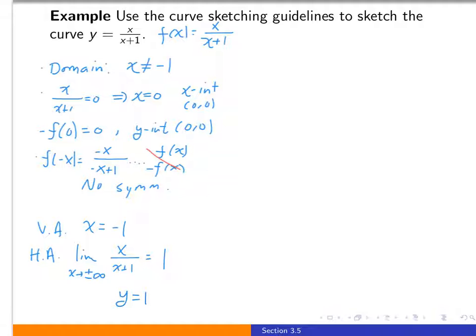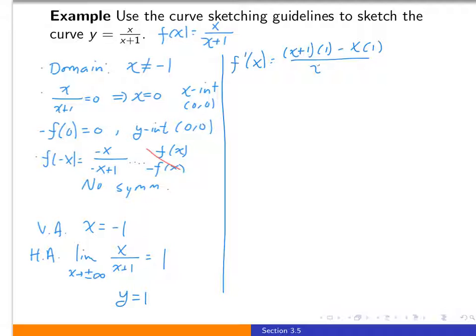So that takes care of the more algebra portion of the problem. Now in terms of calculus, we need to find critical points, intervals of increase and decrease, and classify the critical points. Differentiating via the quotient rule, we get low d high minus high d low all over the bottom squared. And this simplifies very nicely. You have x plus 1 minus x, which is 1, over x plus 1 squared.